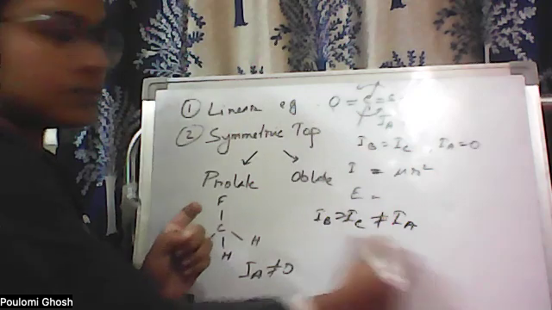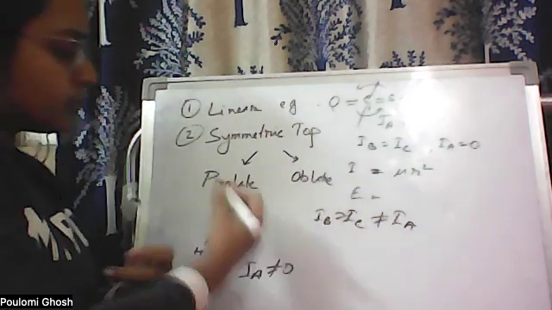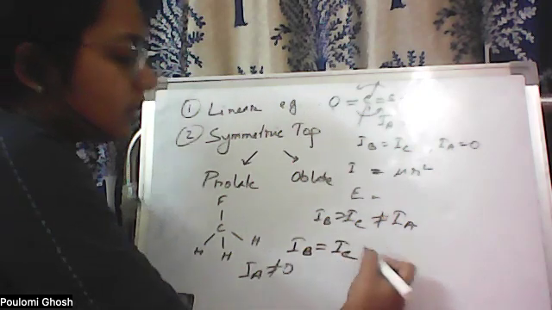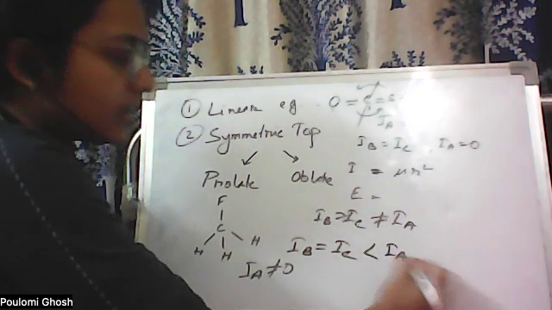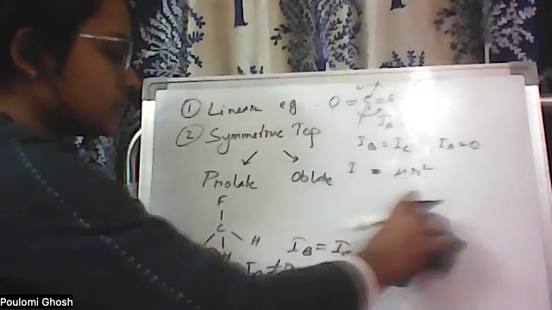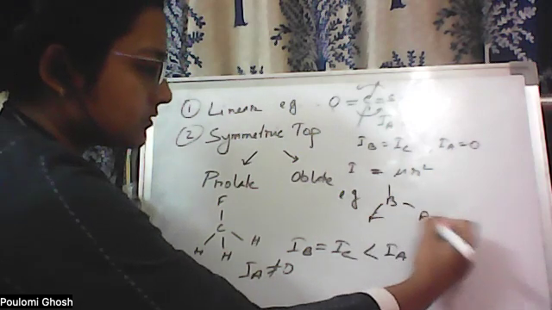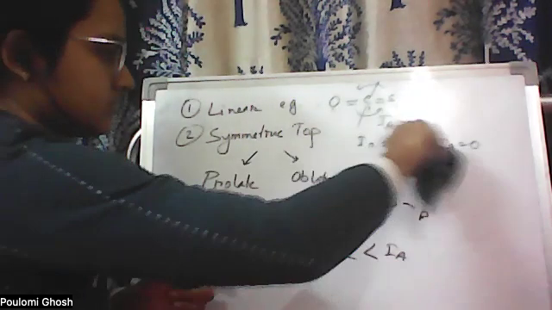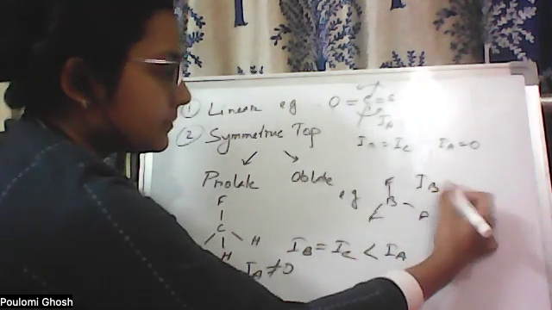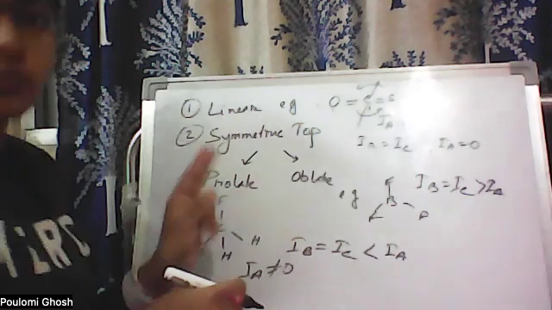In this, we see that there is prolate and oblate. For prolate, the condition is IB equals IC, which is less than or equal to IA. In case of oblate, an example is BF3. In this case, the condition will be IB equals IC, which is greater than IA. So in a symmetric top molecule, there are two types: one is prolate and another one is oblate.